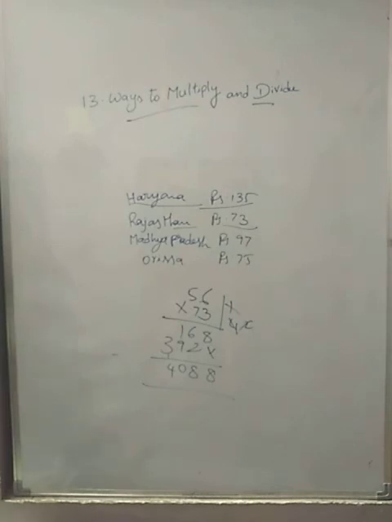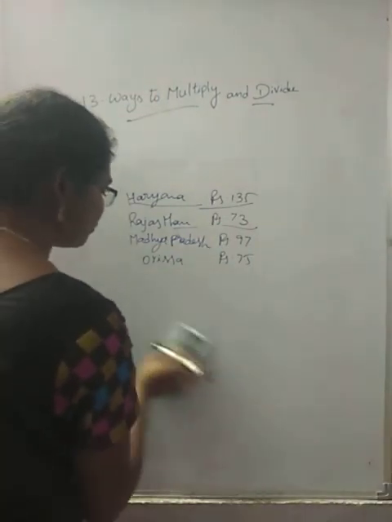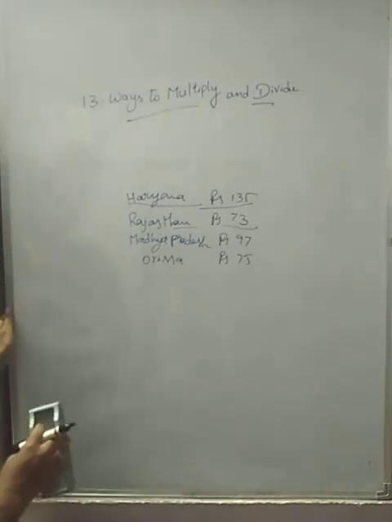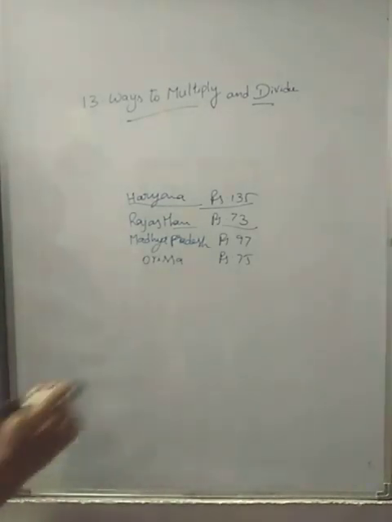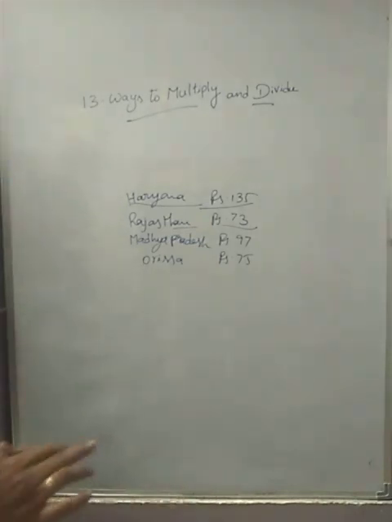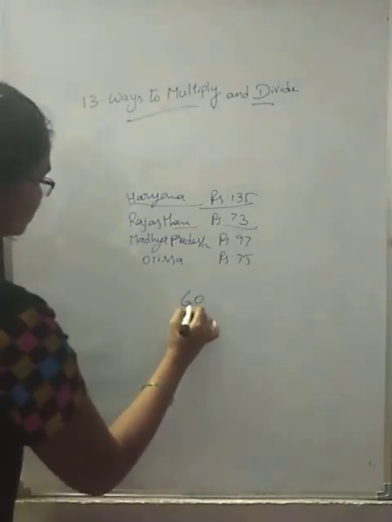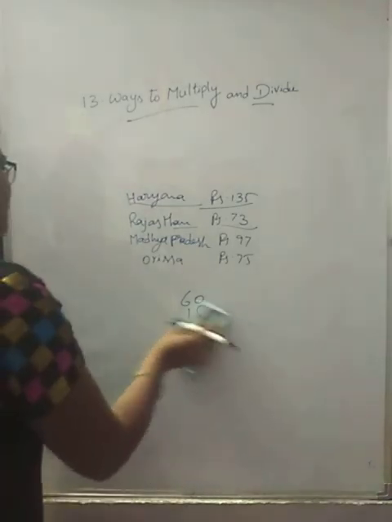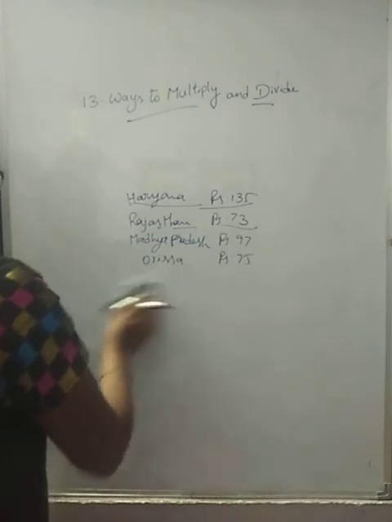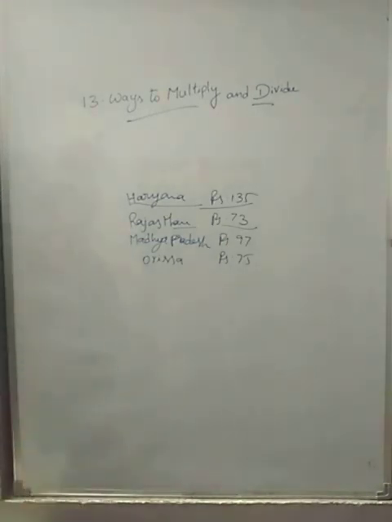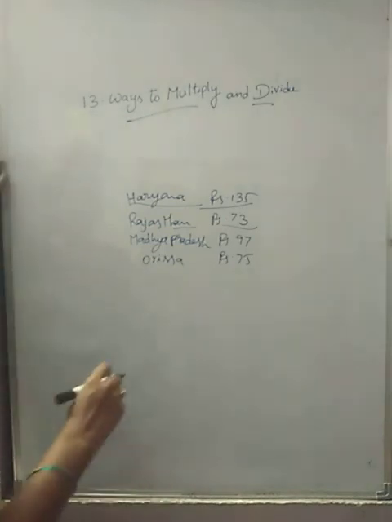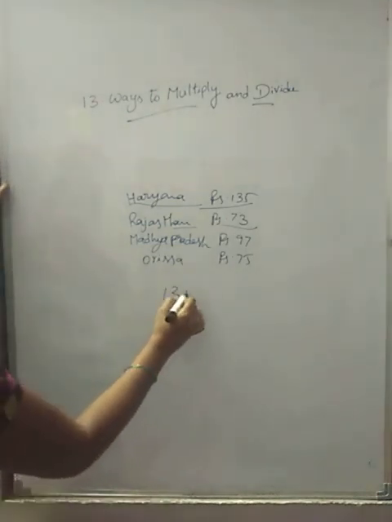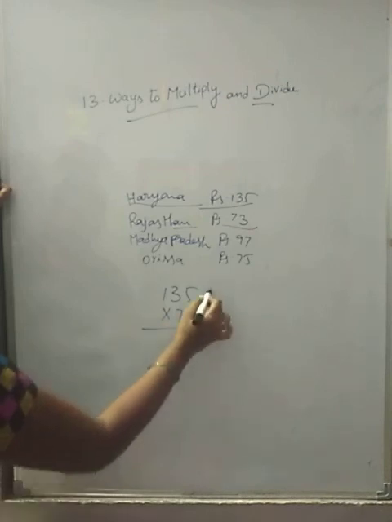Neelam is a worker in Haryana. If she works 2.5 months on the farm, how much will she earn? 2.5 months they are asking. 2 months means 60 days. 1 month is 30 days, 2 months 60 days. Half month means 15 days. So 60 days plus 15 days, 75 days. For these 75 days, where she did the work in Haryana, Haryana's 1 day's money is 135 rupees. 75 days she did work. How much money will she get?